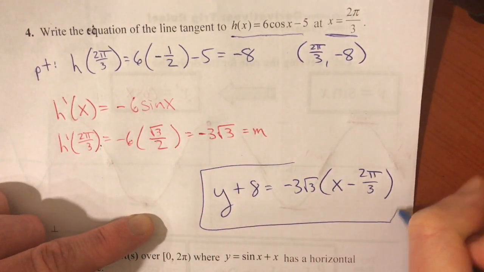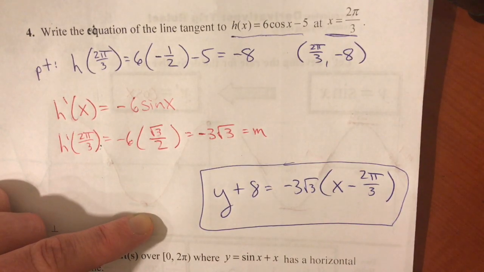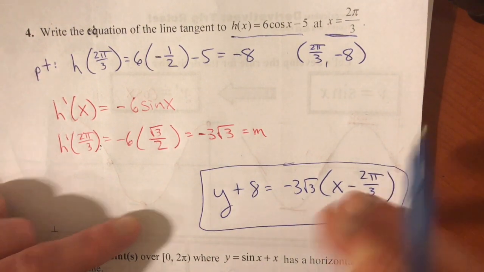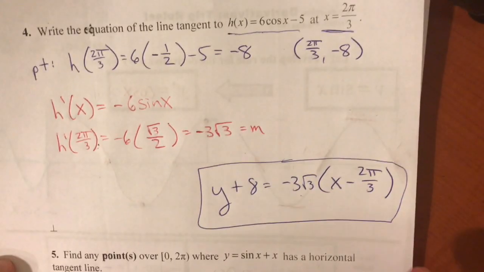And this should definitely convince you of why point slope form is nice. You don't want to be finding the b value, the y-intercept, when you got slopes of 3 root 3 and 2 pi over 3 as your x-coordinate. Just put them in point slope and move on, right?